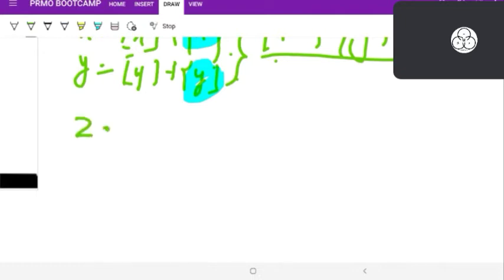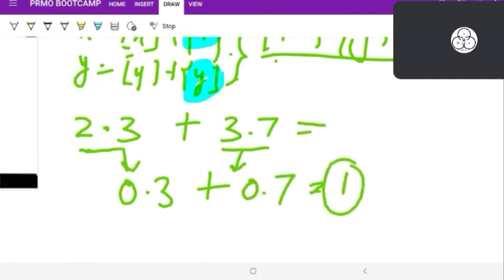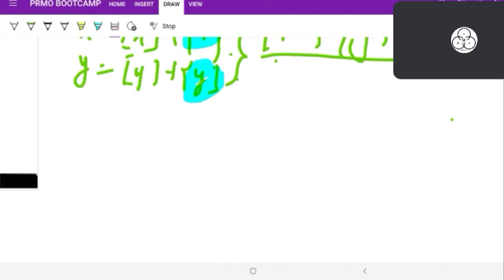Say for example 2.3 plus 3.7. This number neither belongs to integers and this number also neither belongs to integers. But 0.3, which is the fractional part of this, and 0.7 add up to 1, which is an integer, and hence their sum, which is 6, belongs to integers. This is the main manipulation.